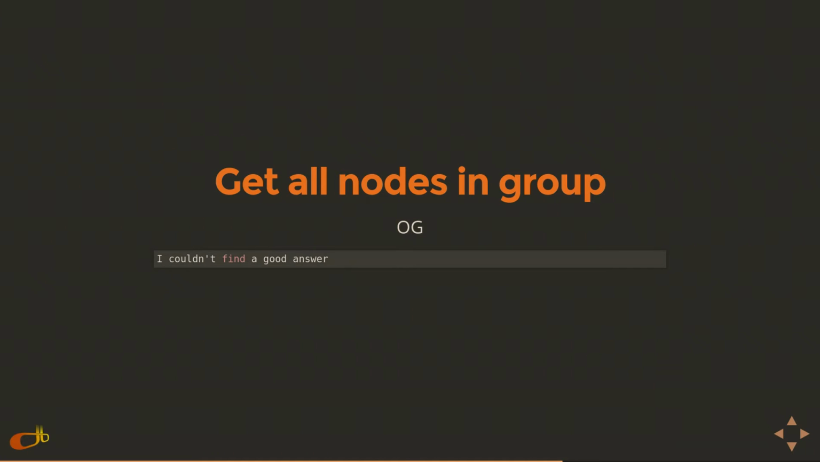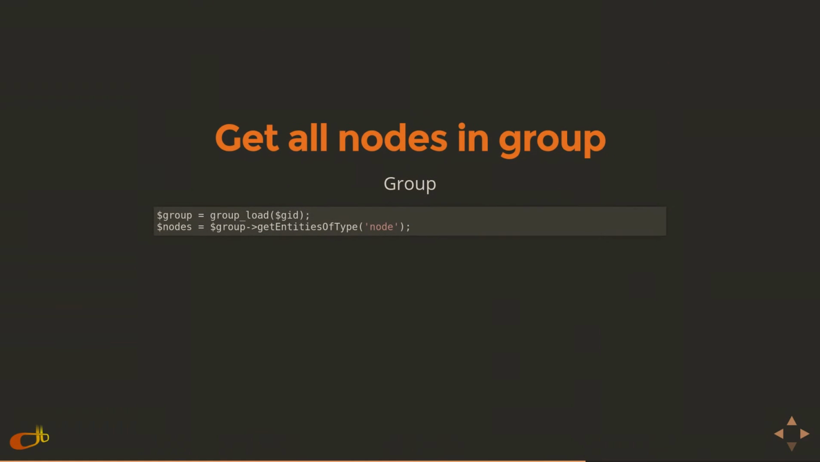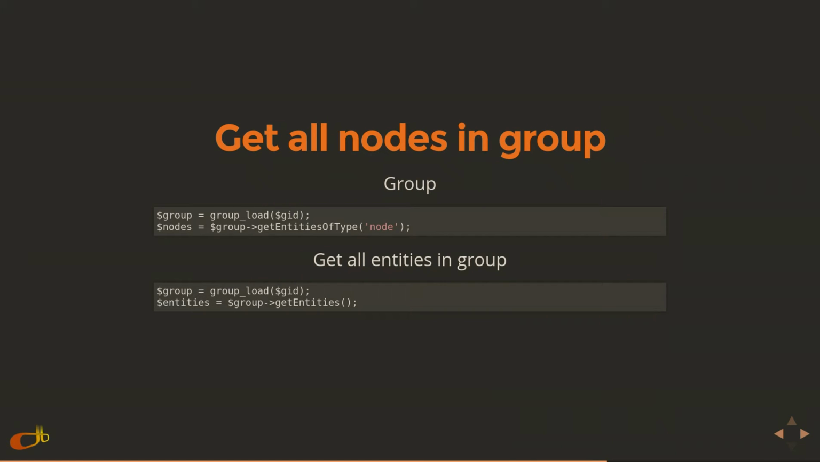Getting all nodes in a group. I couldn't find an answer I was happy with for organic groups. There might be one out there, but I didn't find it through Google. I assume it has something to do with writing an entity field query with an entity reference based on organic group fields, but I didn't find anything that conclusively said this is how you do it. In group, it's group get entities of type node, and that'll work for any entity that you integrate with group.